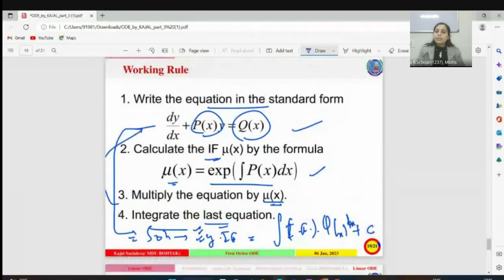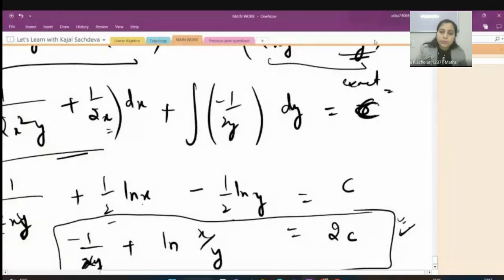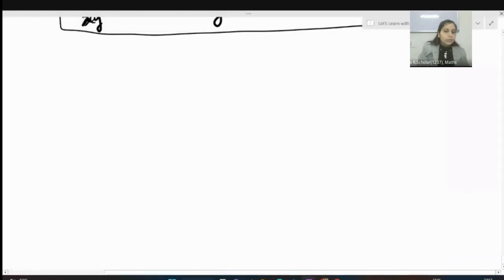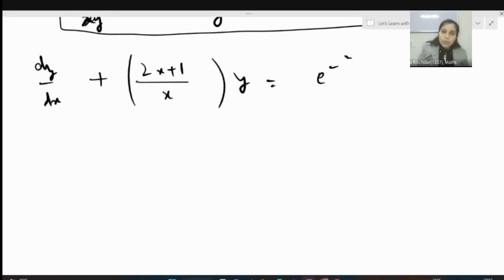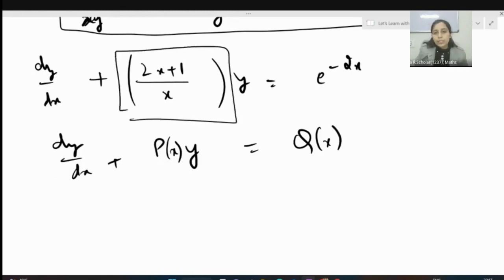So let's try a question on this. Solve dy/dx plus (2x plus 1)/x times y is equal to e raised to power minus 2x. In this question, we compare it with the standard form dy/dx plus Py is equal to Q, where P is some function of x and Q is some function of x. So this is P and this is Q. So the given equation is linear in y.